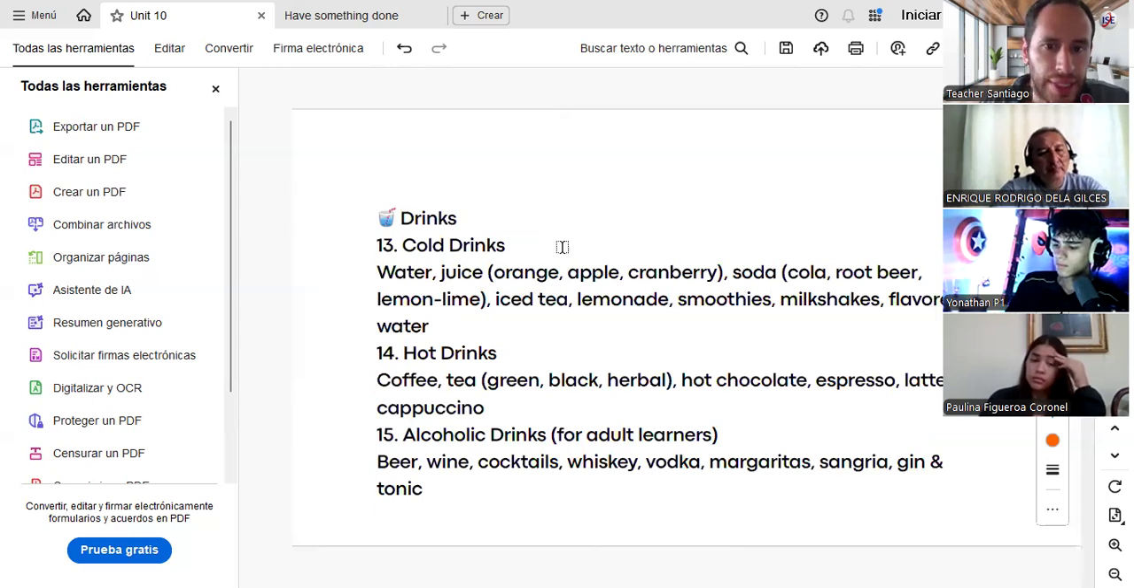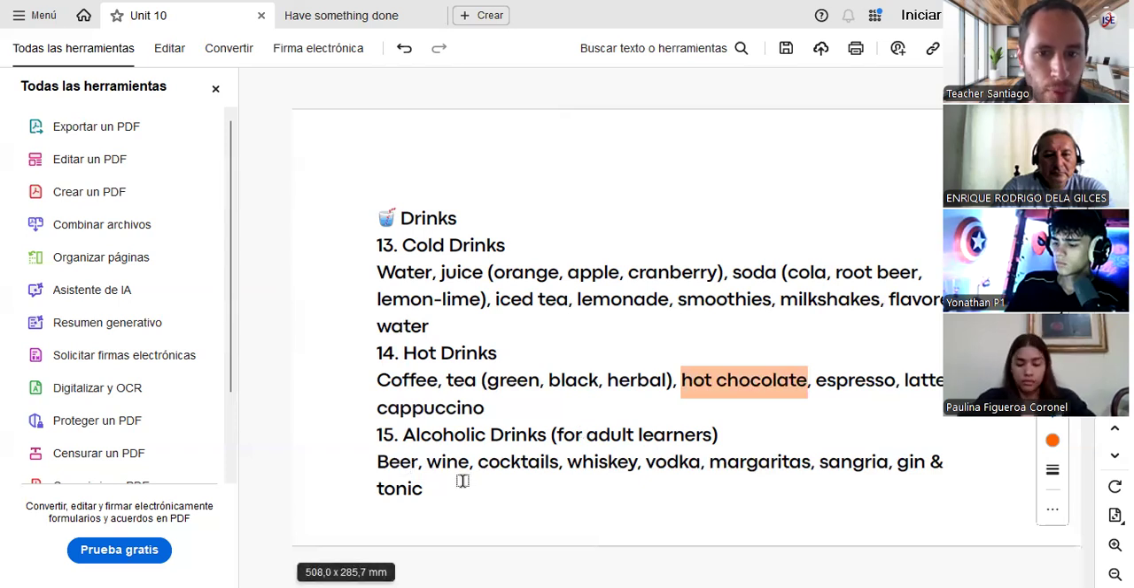So now drinks. Cold drinks: water, juice, whatever you want, orange juice, apple juice, cranberry juice, sodas, that means gaseosa, right? Iced tea, lemonade, smoothies, milkshake. Eso es como batidos. Y hay otro nombre para eso en español. Malteadas, milkshake, malteadas. Hot drinks: coffee, tea, right? Different kinds of tea, green tea, black tea, herbal tea, hot chocolate. Notice the chocolate that we drink is called hot chocolate. Espresso, latte, cappuccino, etc. Alcoholic drinks: beer, wine, cocktail, whiskey, vodka, margarita. I think you know a lot of them, right? So let's continue.